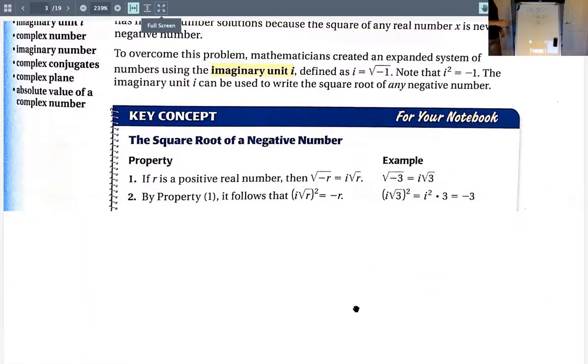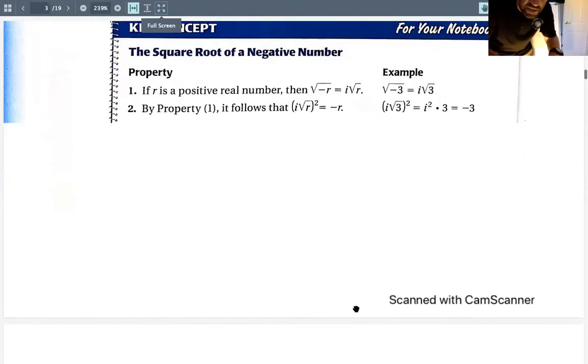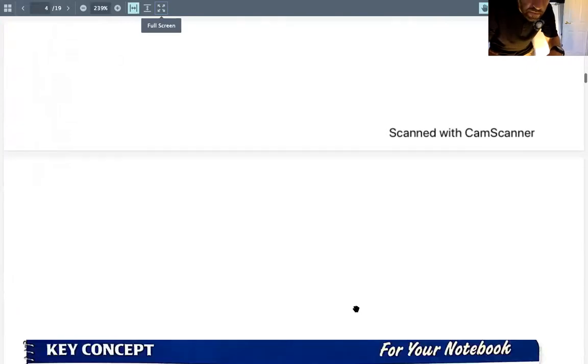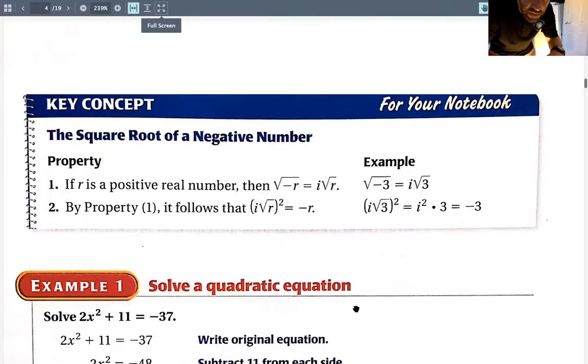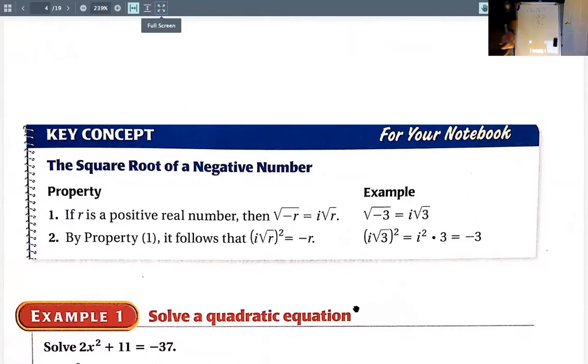So I'm going to let you solve this problem, and this should be fairly straightforward. This one right here: 2x squared plus 11 equals -37. Go ahead and solve that. Take a minute and we'll go over it in a minute.